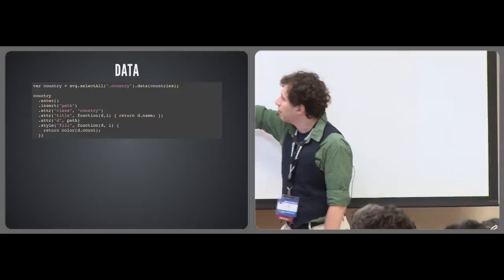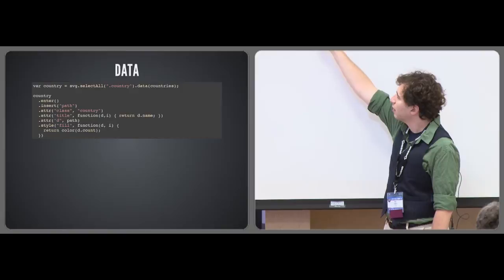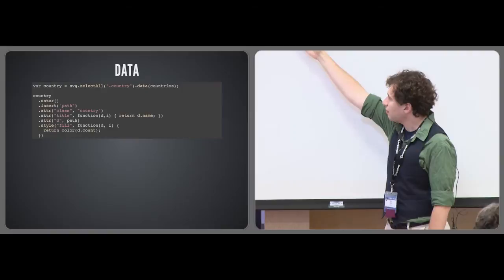Then manipulating it looks a lot like this. We go into each country, we give it a CSS class, we title it, and then we color it. Something similar happens for tooltips.